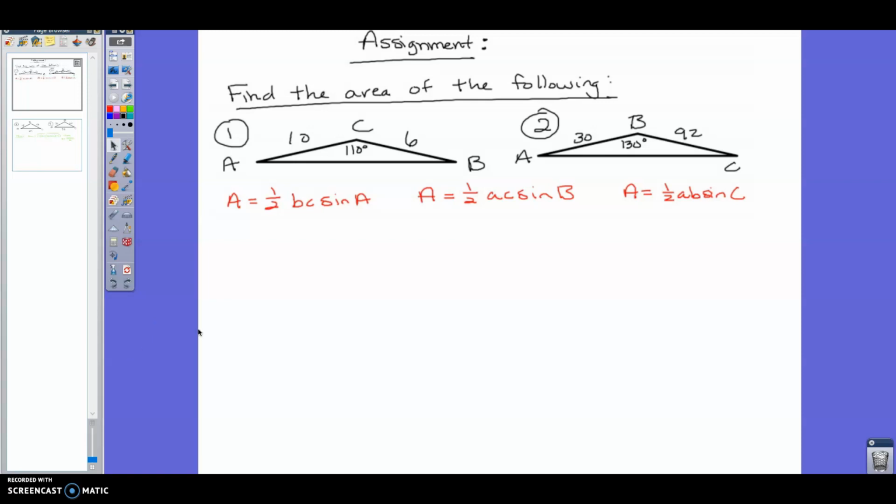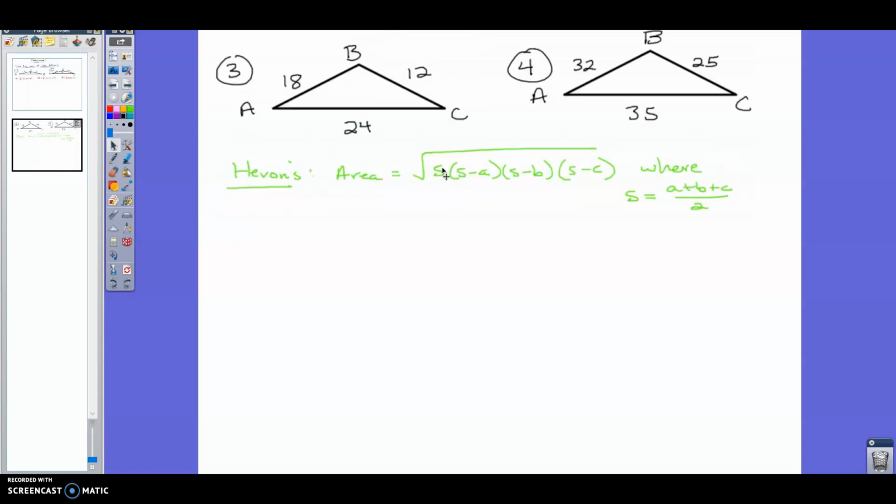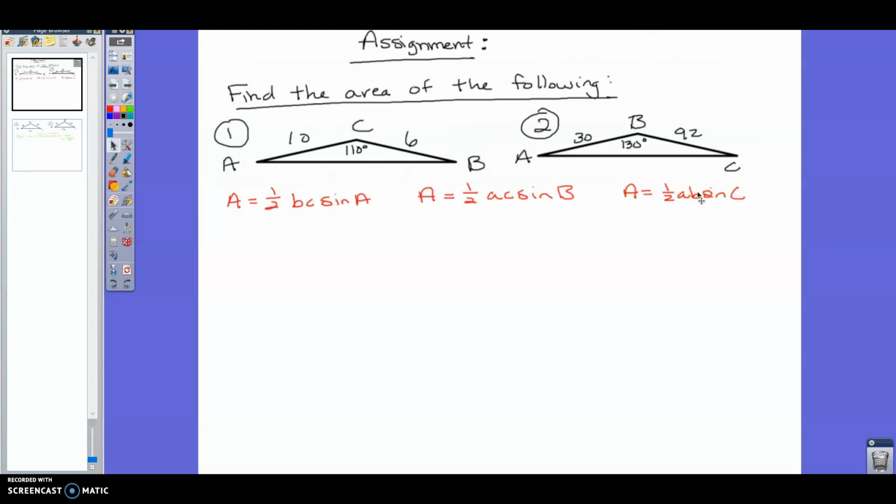Okay, so on this assignment, we are finding the area of the triangle using either the side angle side formula, which is what these two are, or Heron's area formula, where we're given all three sides of the triangle. So these are the formulas that we're going to be using.